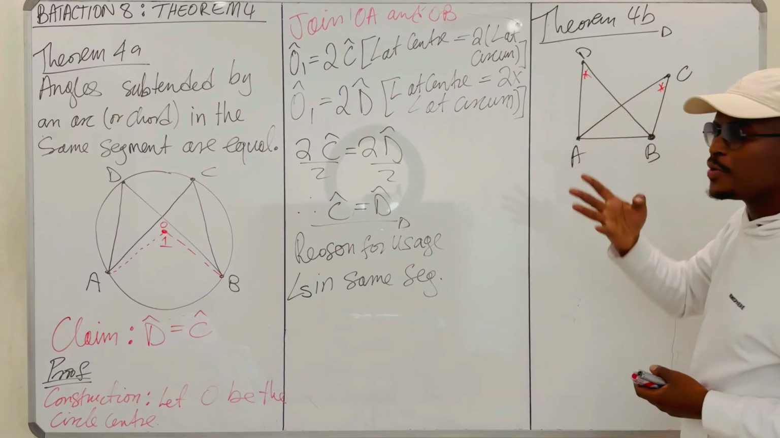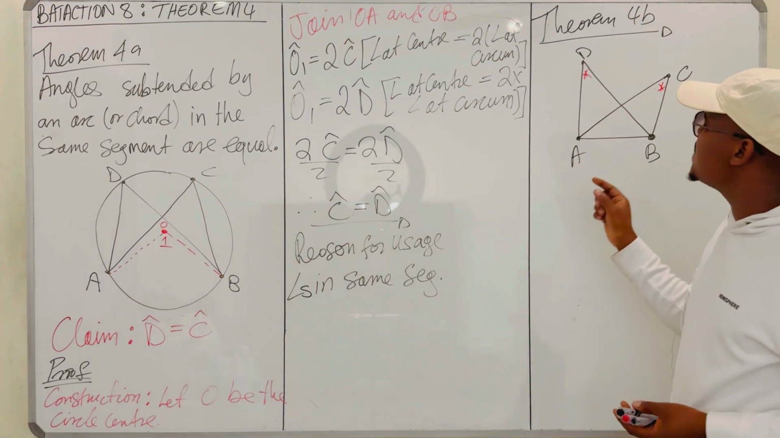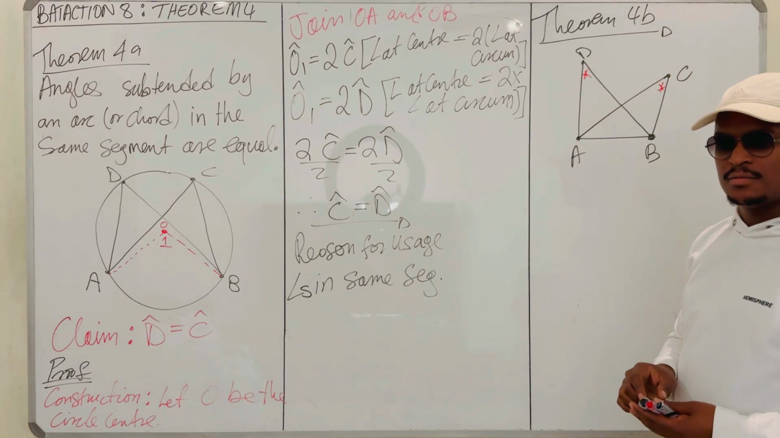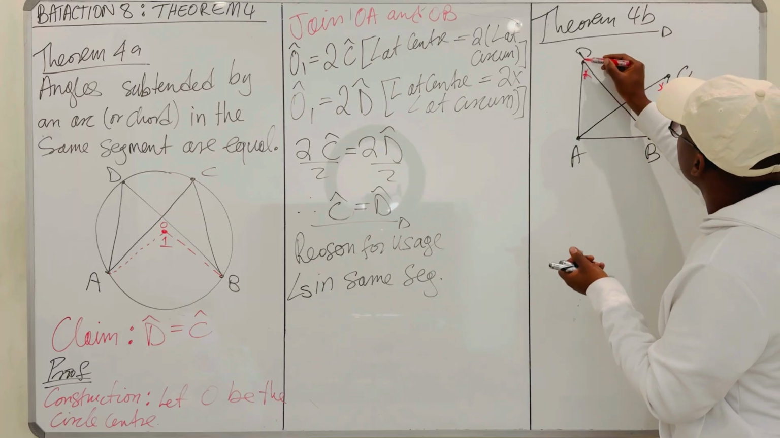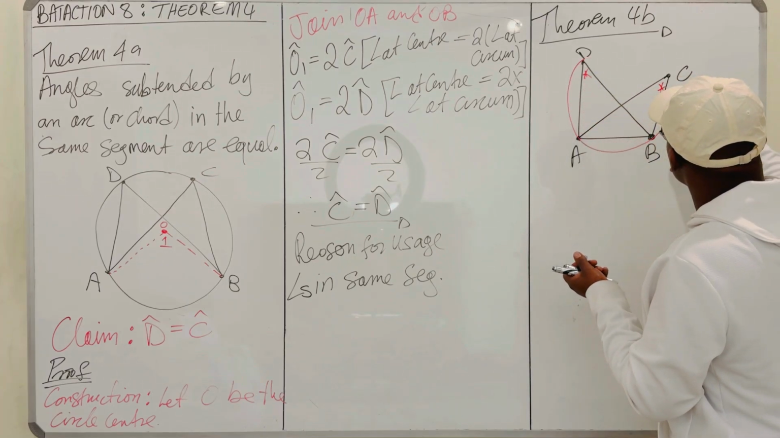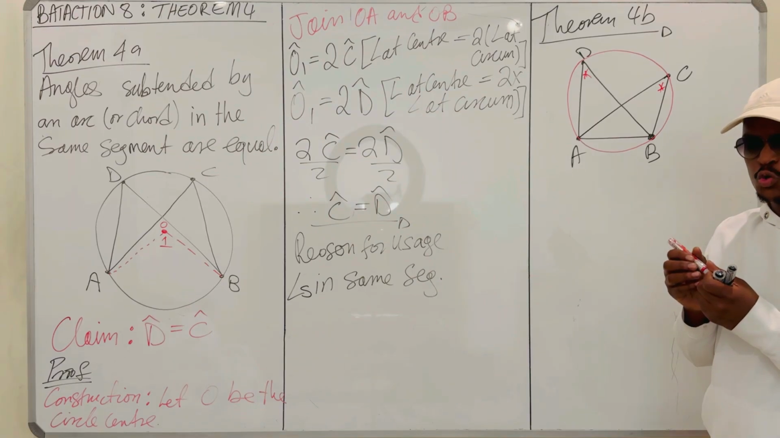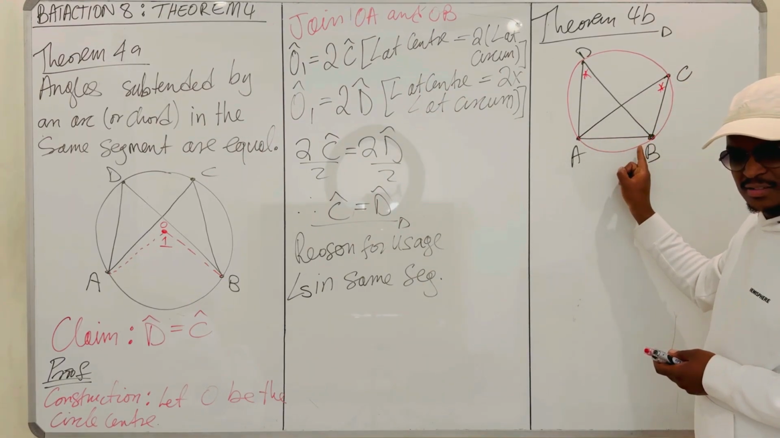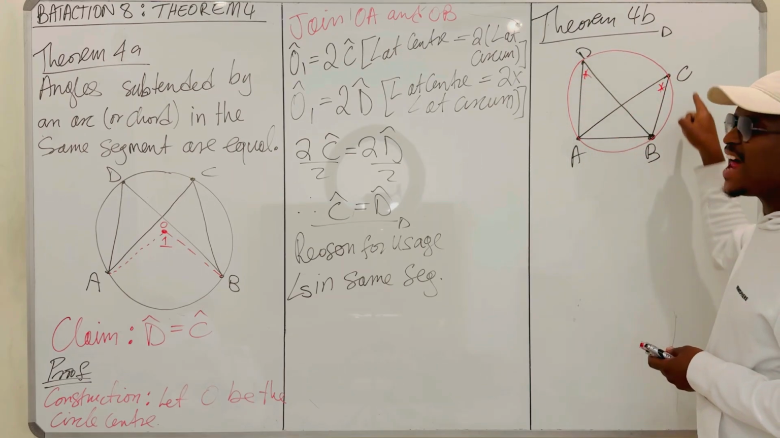all those four points will be concyclic, which means they lie on the same circle, which means there is a circle that can join all of them nicely. So you can draw a circle that passes through all of them, something like this. Do you understand? So if you see a line segment that subtends two angles on the same side, all the points lie on the same circle.